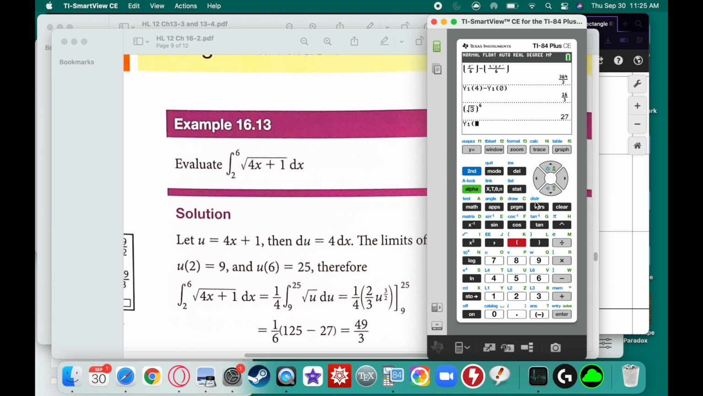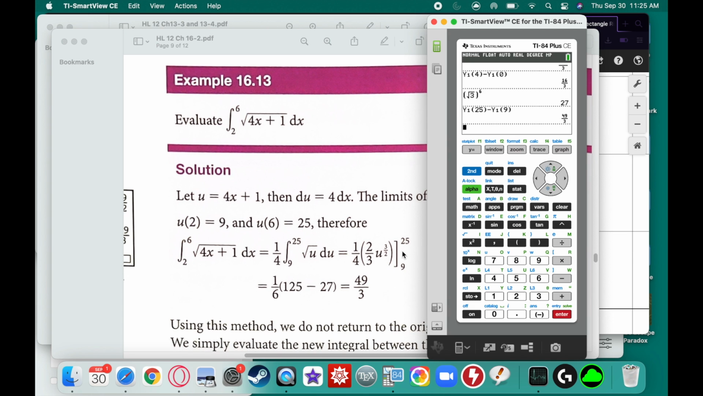Enter. Let's evaluate this at the upper bound, which is 25. And let's subtract the exact same integral evaluated at 9. So the answer will be 49/3. So this time it worked out. I did not get a decimal, so I feel pretty happy about that. Yeah, perfectly fine.